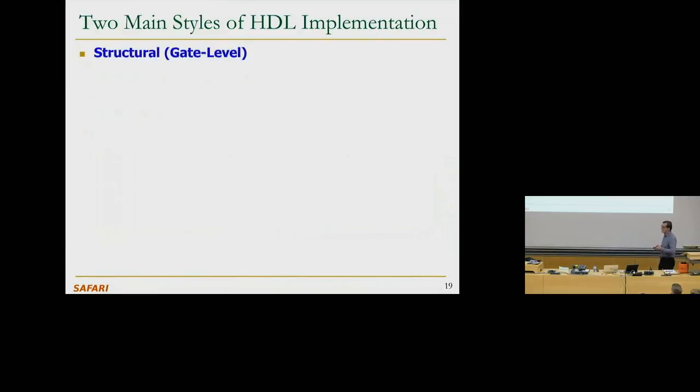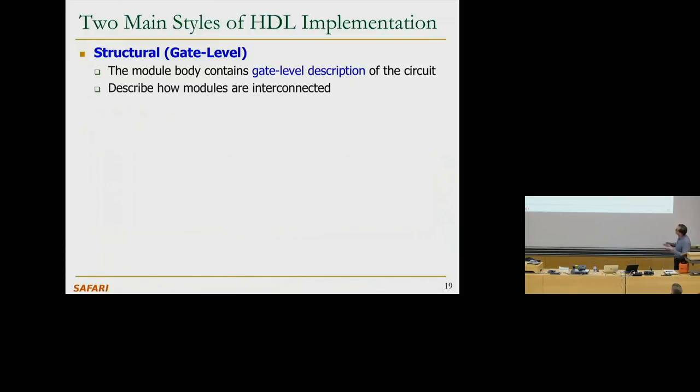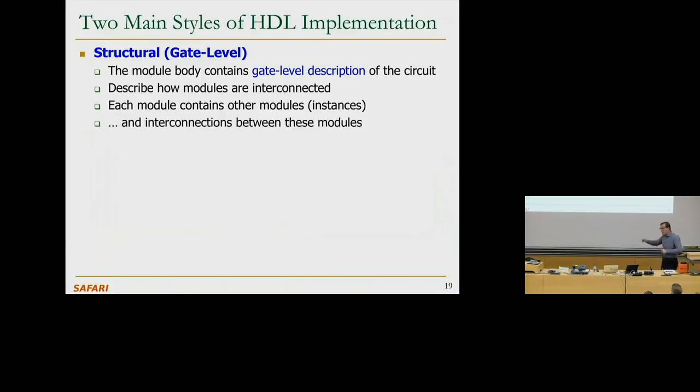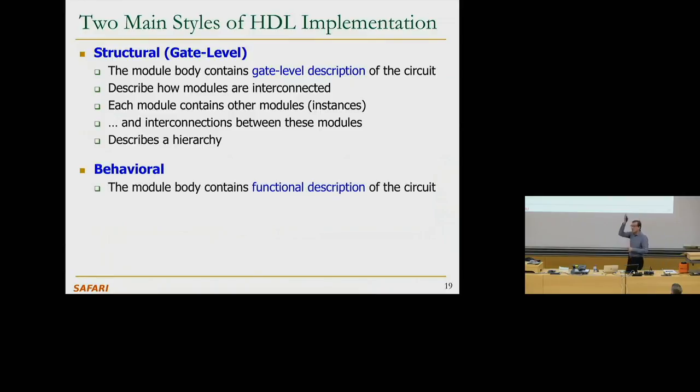So there are 2 main styles of this important hardware description language implementation. One is structural. This is gate level. Basically, you define gates. The module body contains a gate level description of the circuit, and you describe how the modules are interconnected, and each module contains other modules and interconnections. Basically, you specify everything at the gate level. This describes the hierarchy.